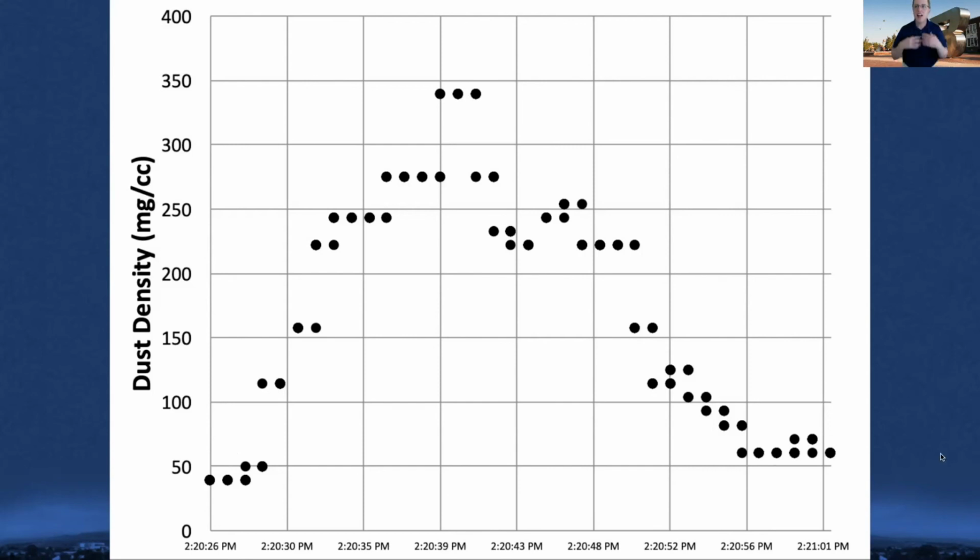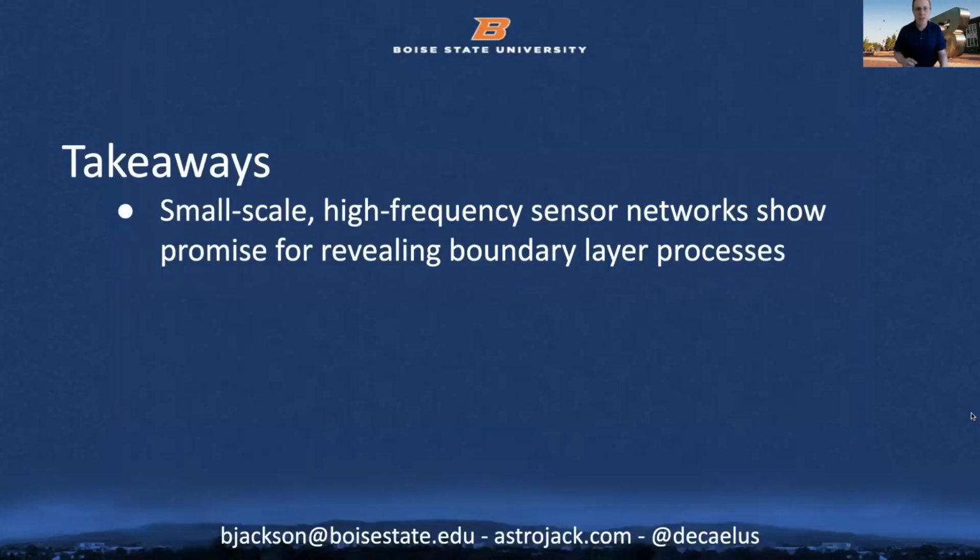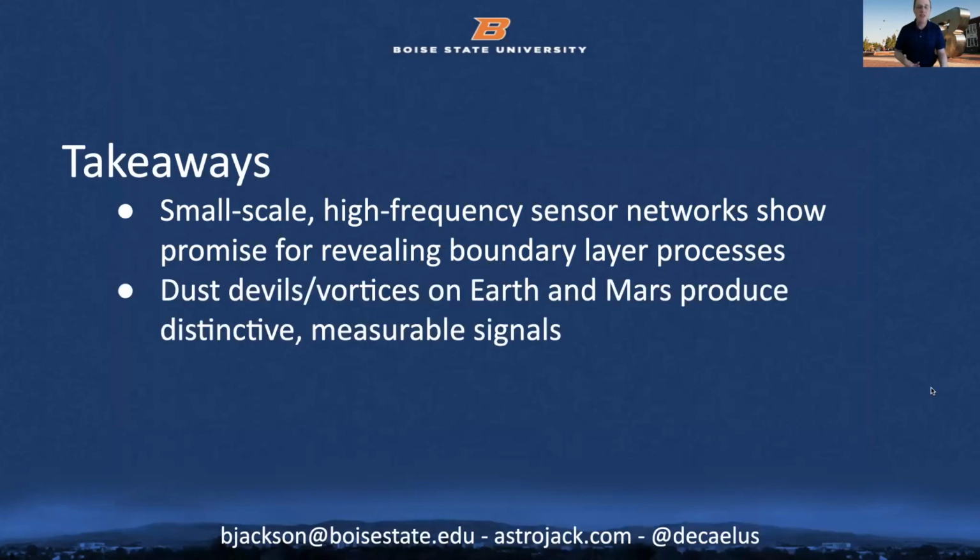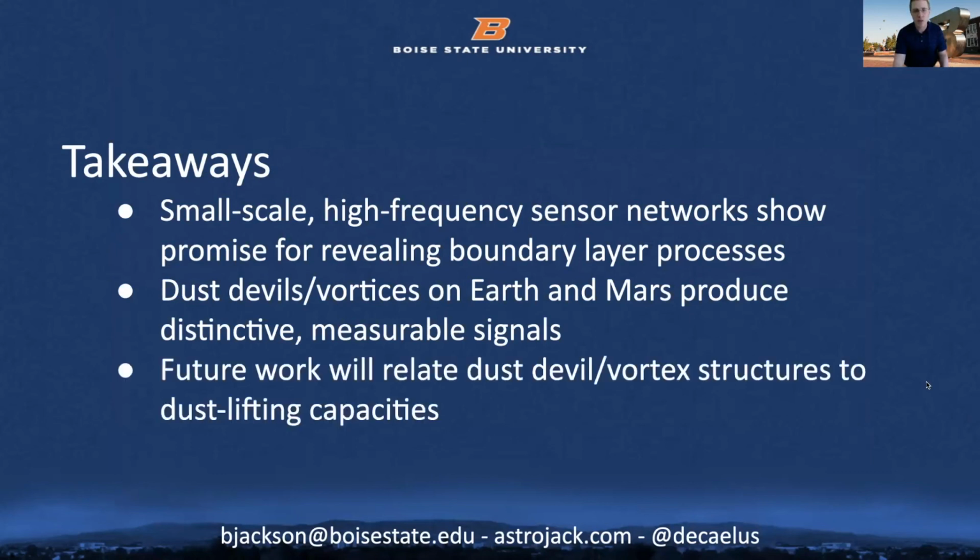And so these measurements give us some hope that we can actually use these small-scale networks to probe boundary layer structures. This is a really important proof of concept. Dust devils and vortices on the Earth and Mars produce these very distinctive and measurable signals that we can actually probe with these small-scale networks. And hopefully we'll be able to work out the relationships between a vortex's properties and the amount of dust lofted here on the Earth, and then extrapolate from that to Mars and understand better how the dust cycle works there.